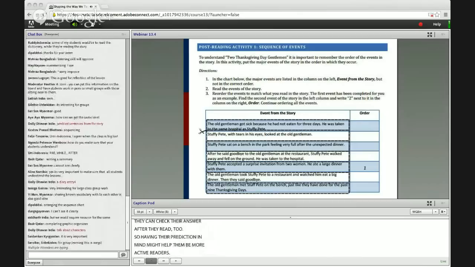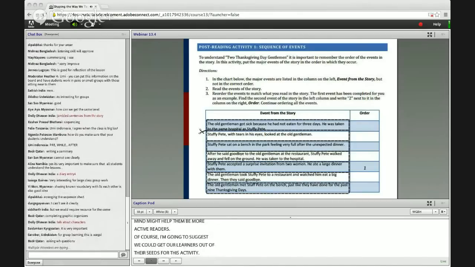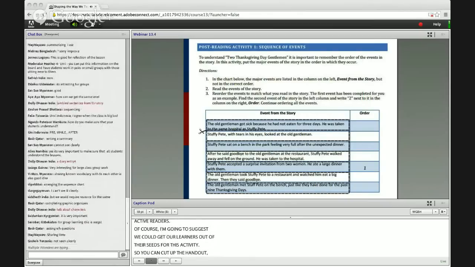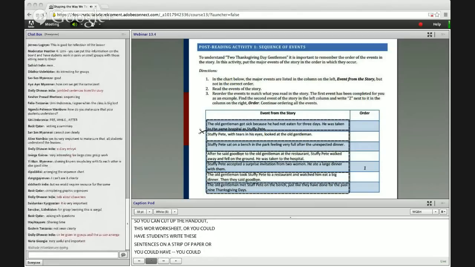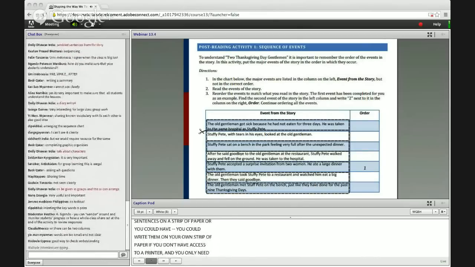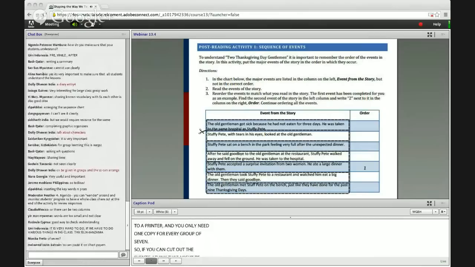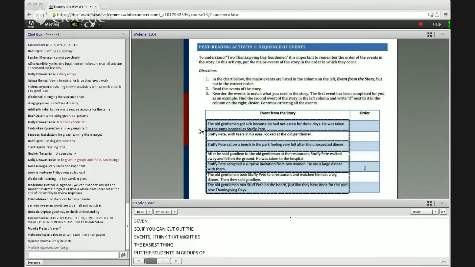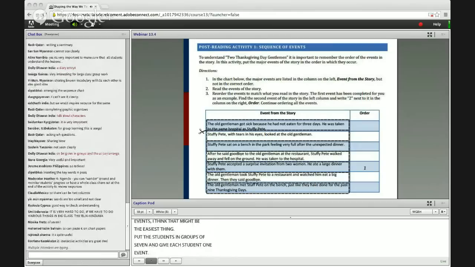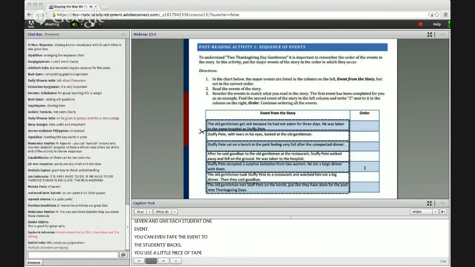So you can either cut up the handout, this worksheet, or you could have students write these sentences on a strip of paper, or you could write them on your own strip of paper if you don't have access to a printer. And you only need one copy for every group of 7. So if you can cut out the events, I think that might be the easiest thing. Put the students in groups of 7 and give each student one event. And you can even tape the events to the students' backs. You use a little piece of tape and put it on the paper, and then stick the paper to your students' backs. And that makes this activity a little more entertaining.